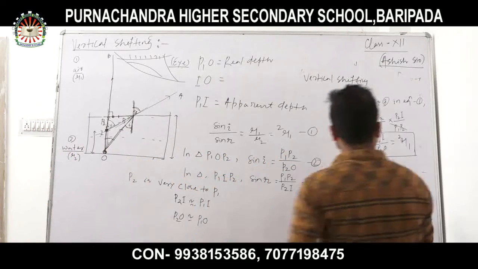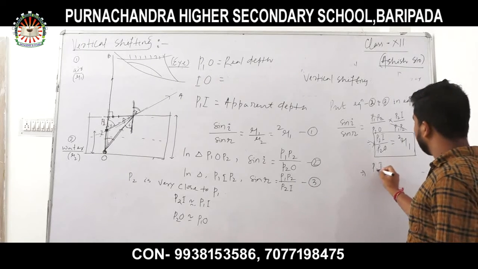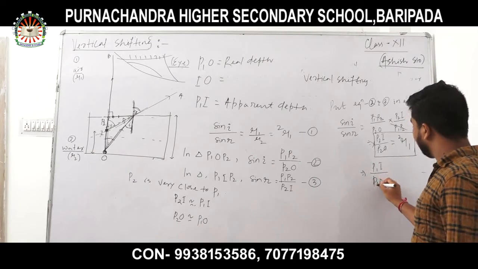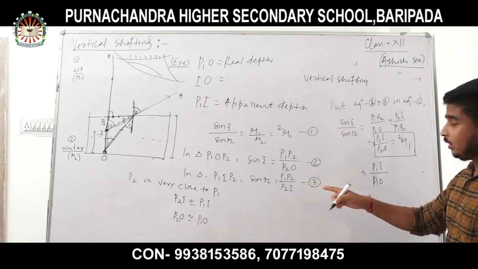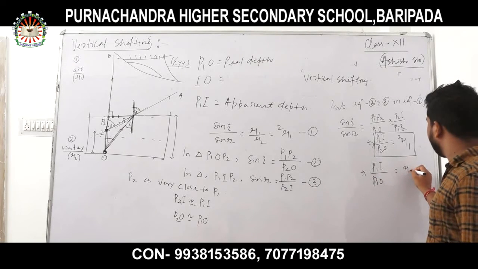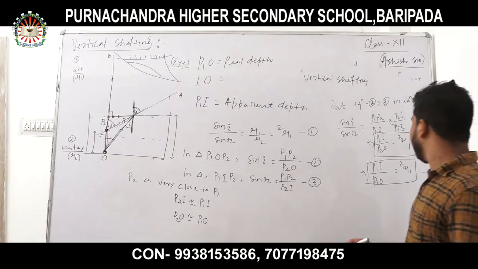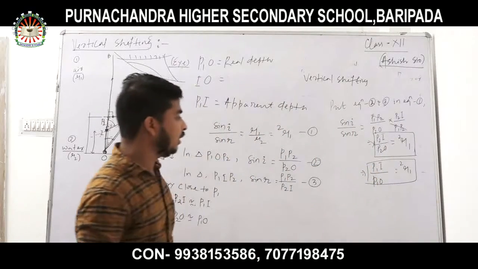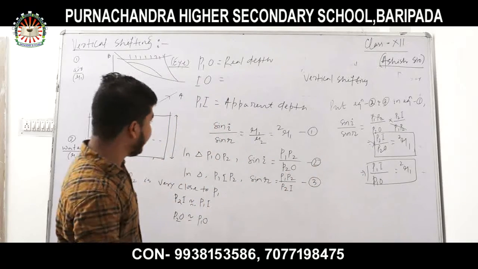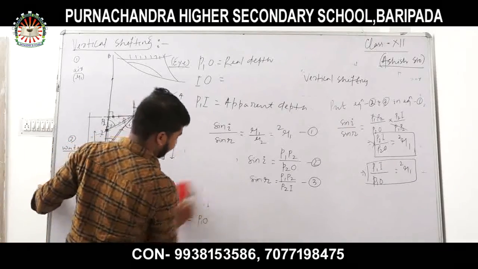So now P2I divided by P2O will be P1I divided by P1O. That is equal to mu of 1 with respect to 2. So I find P1I divided by P1O is equal to the refractive index of medium 1 with respect to medium 2.